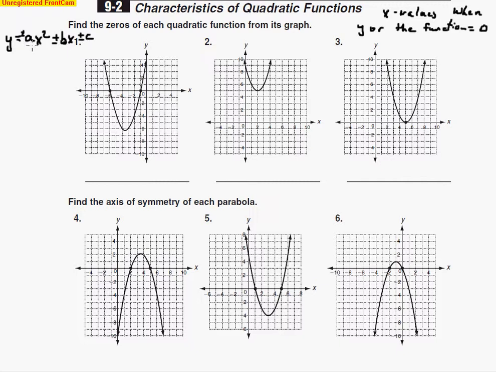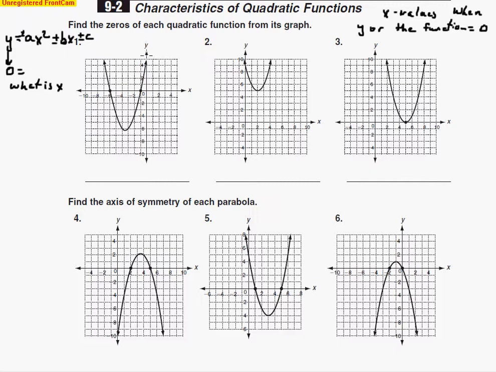Now, what we're going to do here is set y equal to 0, and then we want to come up with the values of x when y equals 0. So again, we're putting 0 in place of y, and we need to figure out what x is. So what is x? All you really have to do on these problems is look at the graph.